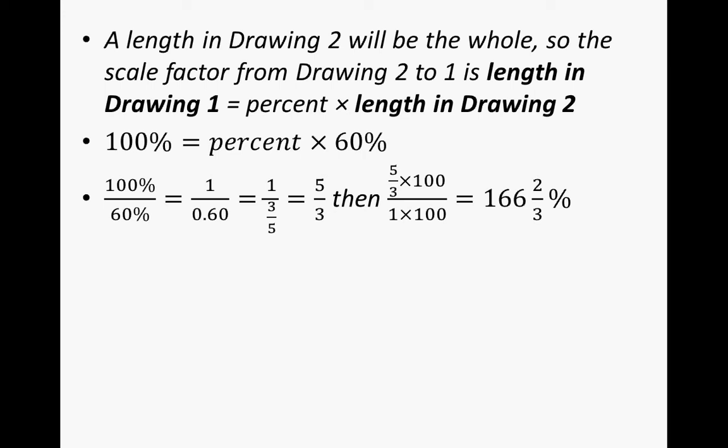Now we're going to turn it back into a percent. So 5/3 multiplied by 100 percent would mean 100 over 100. And so 5/3 times 100 would be 500 over 3. And 1 times 100 would be obviously 100. So now when we convert 500 over 3 into a mixed number, we would get 166 2/3%.